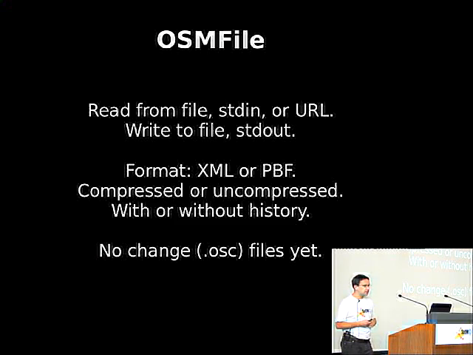The OSMFile component in Osmium reads from files. It reads from standard in or reads from a URL with the help of the curl program. So you can, for instance, directly get data from the OpenStreetMap API that way. It writes out to a file or to standard out. It can read and write the XML format, compressed or uncompressed, or the PBF format.